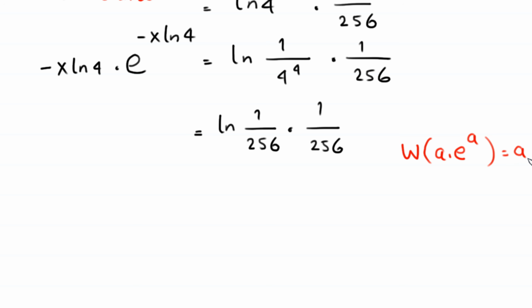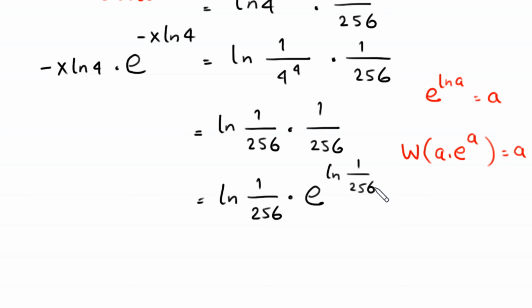we must have e in this expression. So to bring e in this expression, we use this natural log property, e to the power ln of a equal to a. So we can rewrite this expression as ln of 1 over 256 times this 1 over 256 is same as e to the power ln of 1 over 256. At left hand side we have this expression negative x times ln of 4 times e to the power negative x times ln of 4.